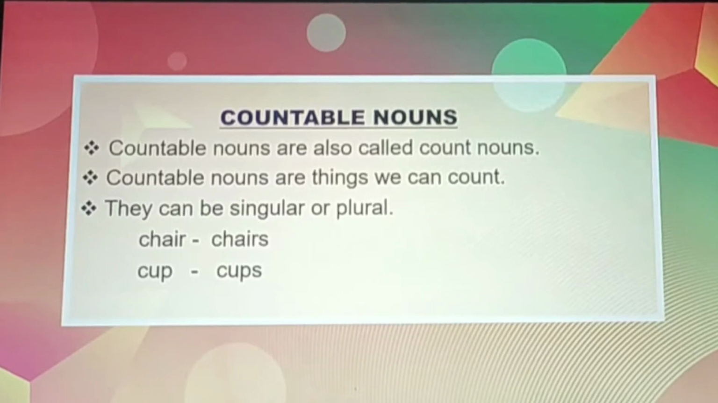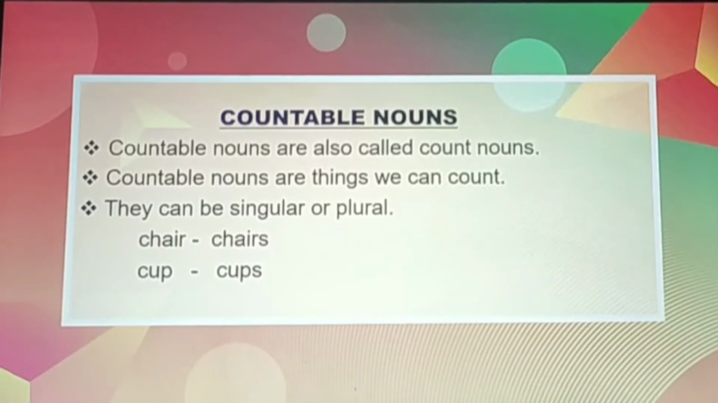Look at the third point. They can be singular or plural. For example, can we count a chair? Yes, we can count chair. So if we have one chair, we'll say only chair, right? But if we have more than one chair, if we have two, then we would say two chairs. So a countable noun can be singular, chair is singular, okay? It can be plural, that is chairs. So when we write plural, we add s to it, right?